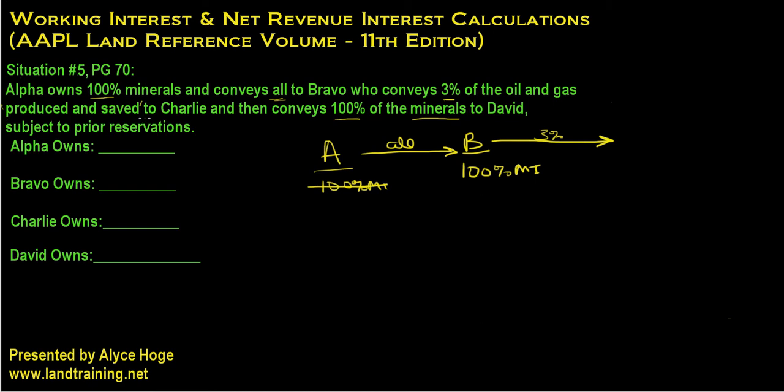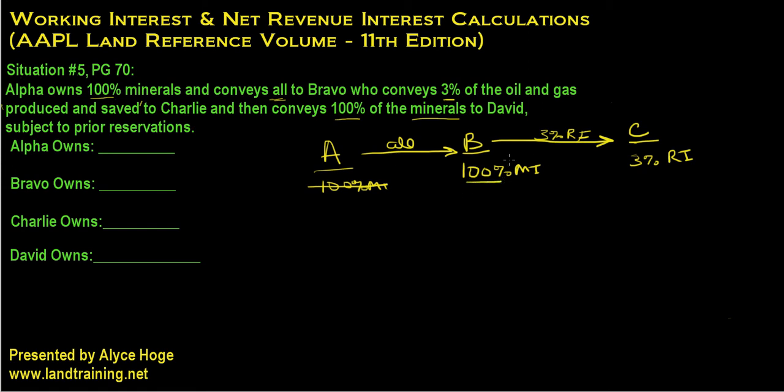If it said under the earth, or if it used other terminology that spoke about the minerals in the ground, that would be different. But if we say produced and saved, that means he's only conveying a royalty interest. So he's conveying this 3% royalty interest, not a mineral interest, to Charlie. So now Charlie owns this 3% royalty interest. Okay? B did not give away any of his minerals, so he still owns 100% of the minerals.